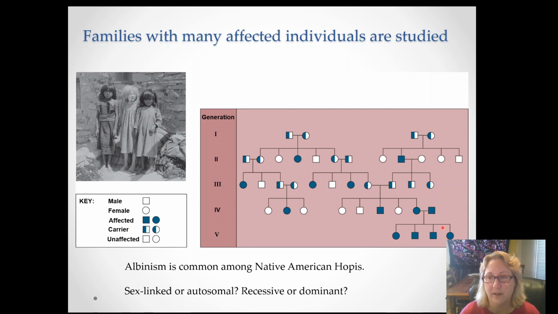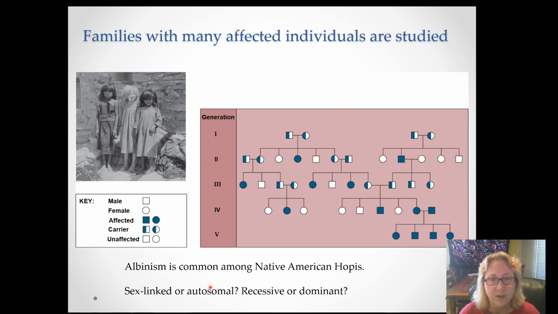So if both parents have albinism, then all the children are going to have albinism as well, as long as it's the same allele. If the parents had two different types of albinism, then none of the children would have albinism because they'd be affecting different genes. The children would all be heterozygous for both genes.